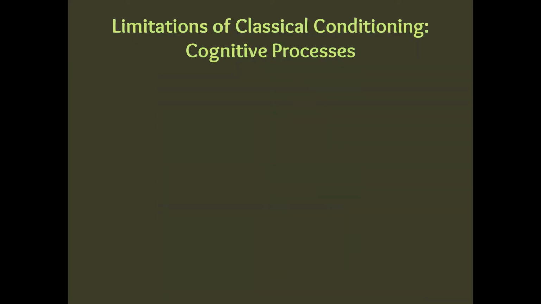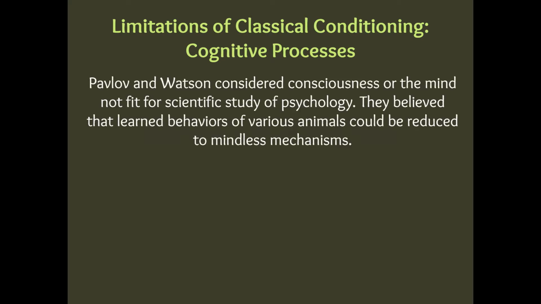Now, there are limits to classical conditioning in cognitive processes, and that's the big thing. Watson and Pavlov considered consciousness of the mind not fit for scientific study of psychology. You can't look at consciousness. You can't look at what's going on inside somebody's brain and really measure it. So they believe that learned behaviors, these physical things that you can measure, are what we need to reduce psychology to. We can reduce it to these mindless mechanisms which we can measure, and that is what classical conditioning is all about. It's a way to actually be able to measure things.